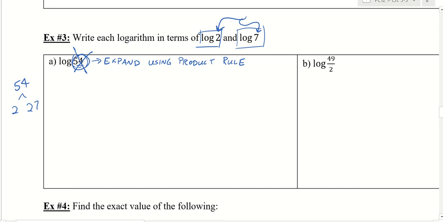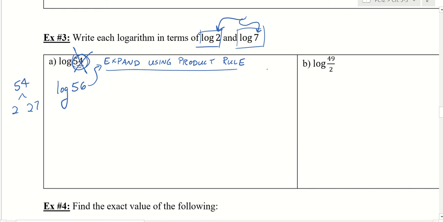So let's actually change this question. Let's change it to log of 56. There we go. Okay, so apologies for that confusion, but let's change this to log of 56. The goal is the same here. We want to expand this using the product rule.